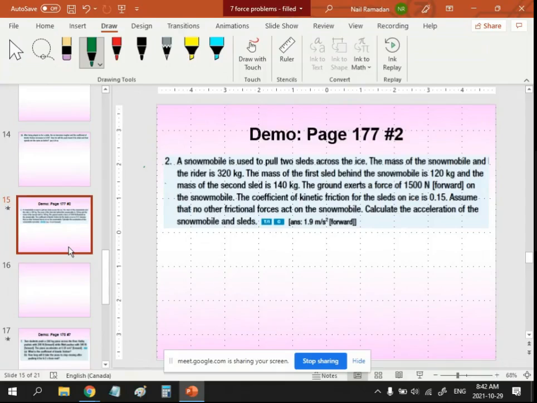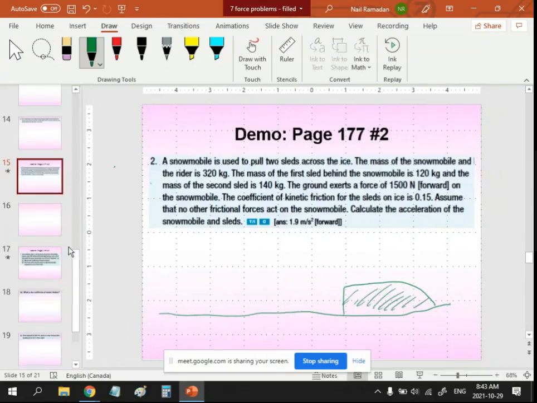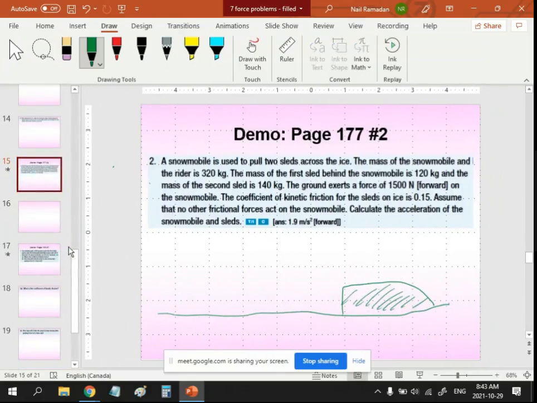Okay, lots of things, right? Let's sketch a system diagram first. So here's our system diagram, and here's the ground. How many objects should we sketch? What objects are mentioned in the problem? Snowmobile. I'm just going to sketch the snowmobile like this. Okay, so this is the snowmobile. What's behind it? One sled.